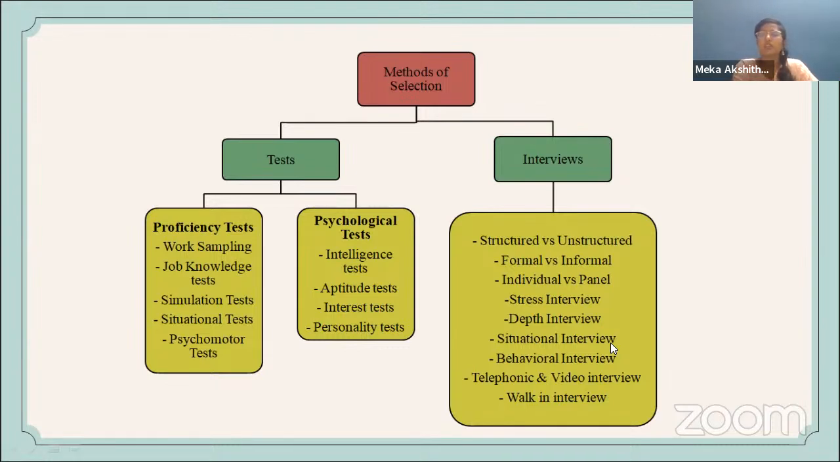Then comes the walk-in interview. When we are talking about a walk-in interview, there is no prior receiving of applications.